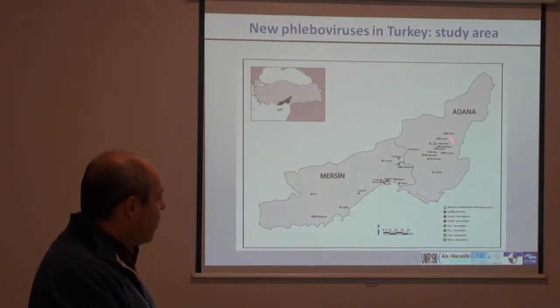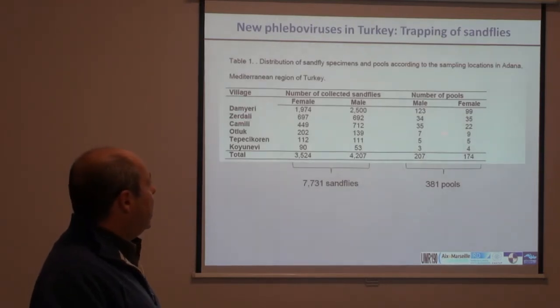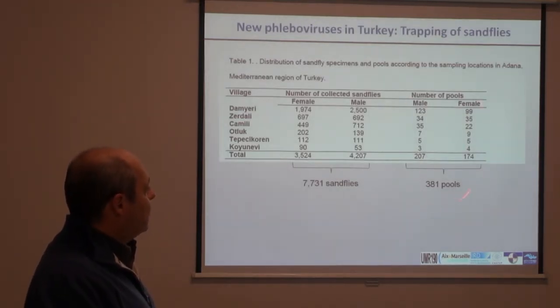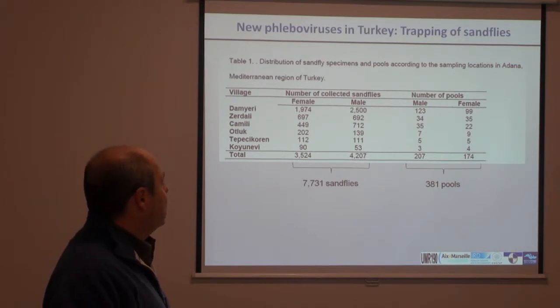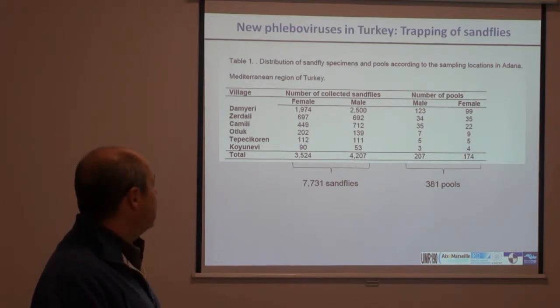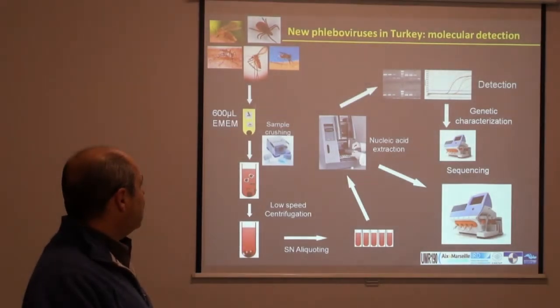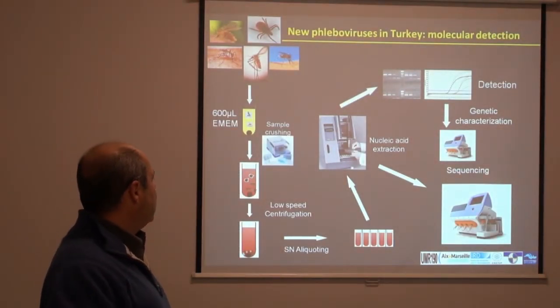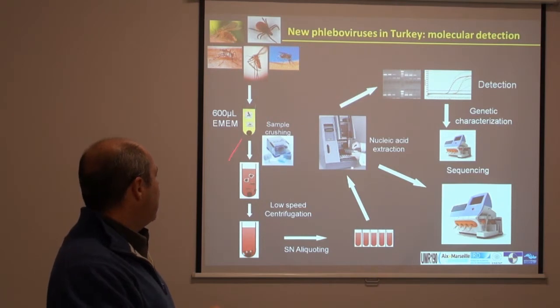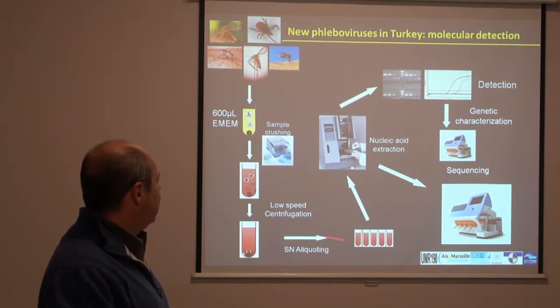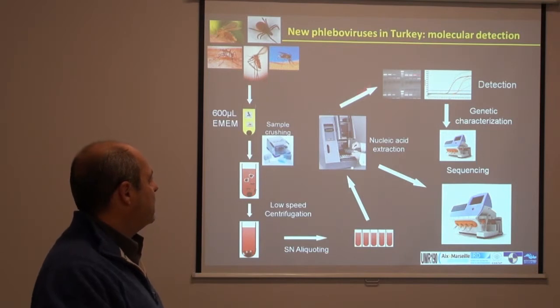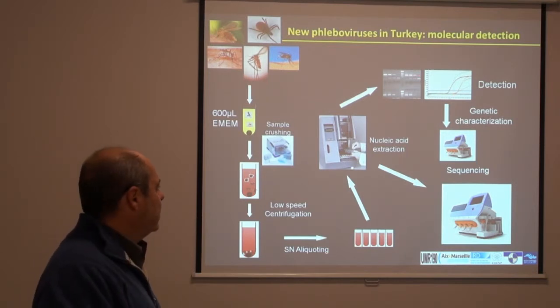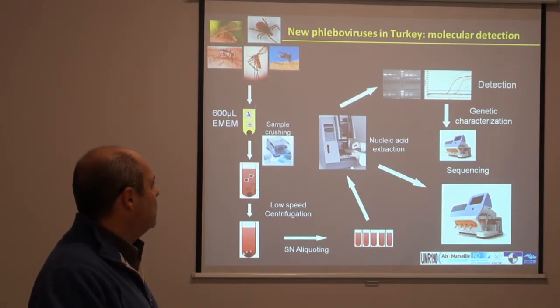I mean, it's a small diameter, and they were organized as almost 400 pools to be tested for the presence of viruses and Leishmania. So the approach is always the same. The sandflies are crushed after being pooled, and after that they are aliquoted, and one part is dedicated to nucleic acid testing and PCR detection, but also now we are doing next generation sequencing directly on the pools.